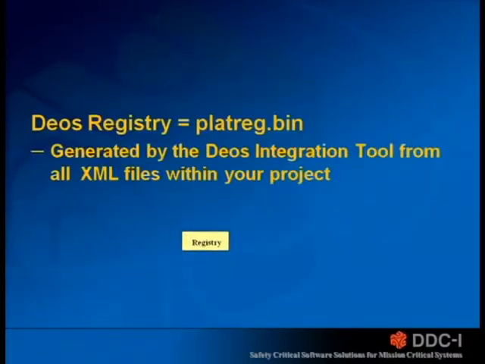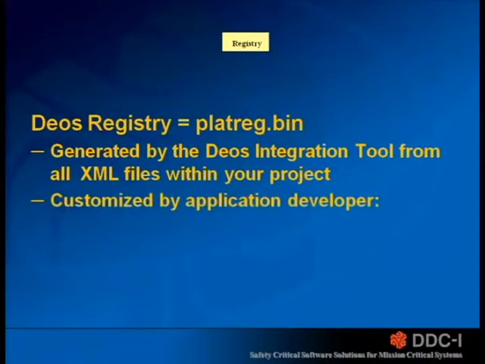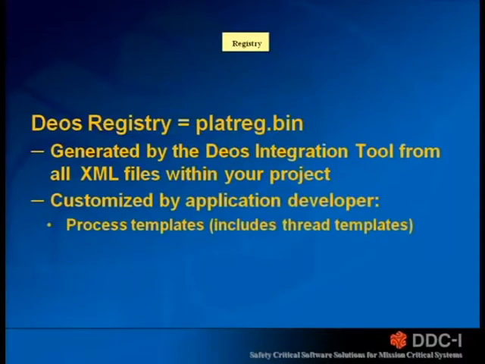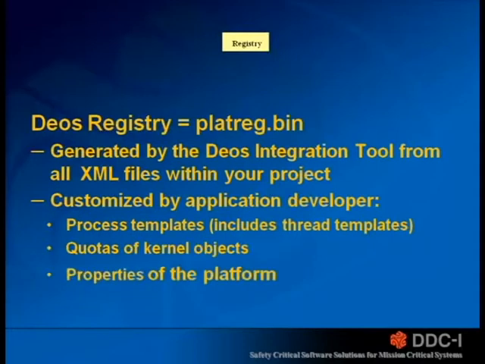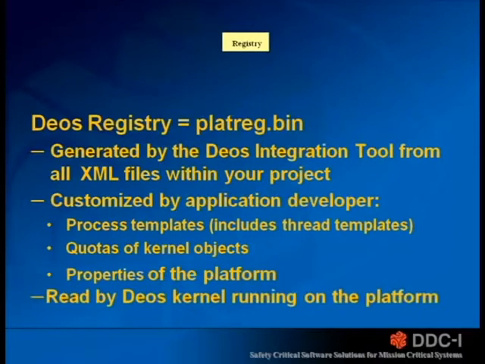The DOS registry is a single binary file that defines how DOS will behave on a specific target. The Process Developer XML file describes the resources needed by each executable. The registry data is customized by the application developer to include process and thread templates, quotas for all kernel objects, and properties of the platform. The registry is used by the DOS kernel running on the platform to enforce space and time partition.